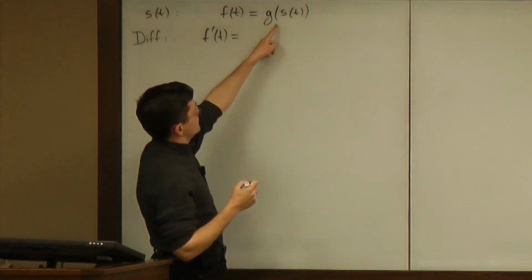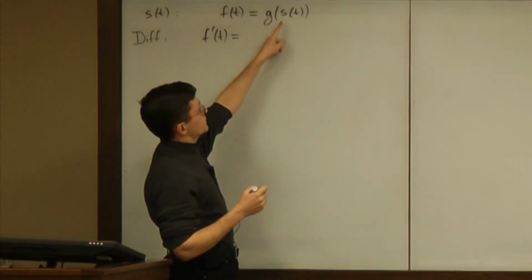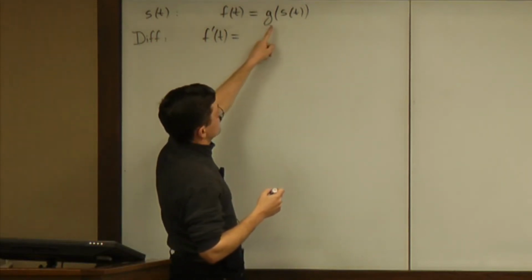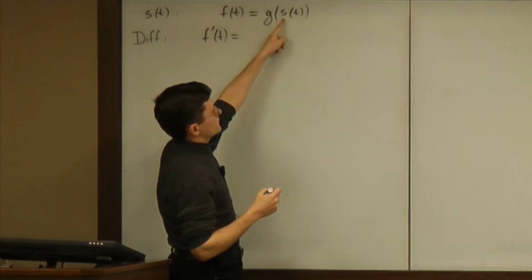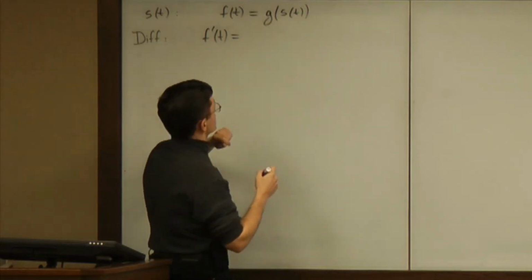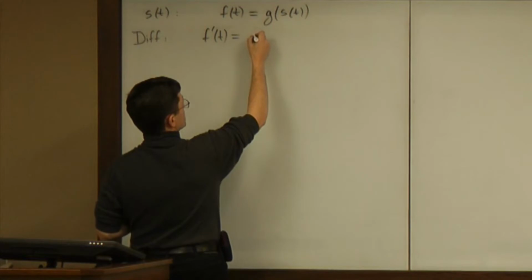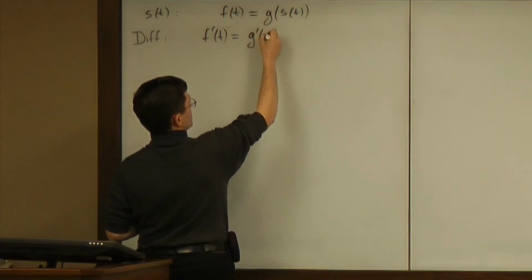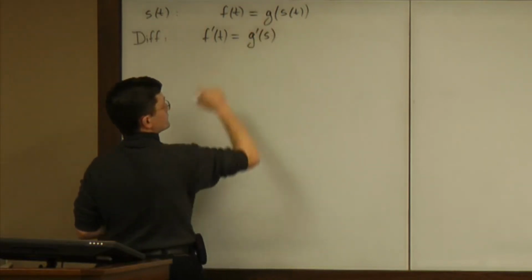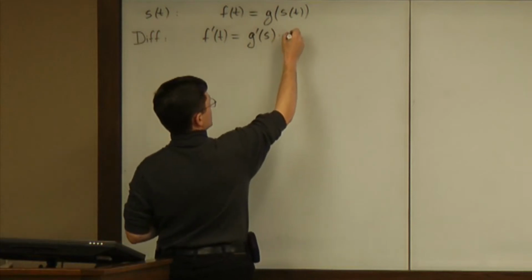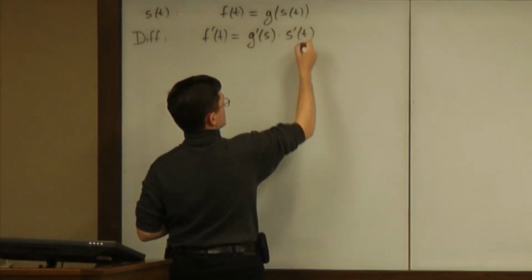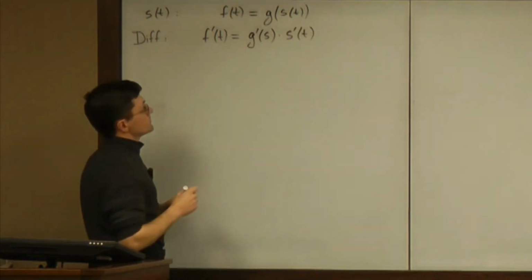Well, I can do that using the chain rule, because what I see on the right hand side is a composition. I take t, I apply the function s first, and then I apply the function g. So the derivative is going to be g prime of s multiplied by s prime of t. That's by the chain rule.